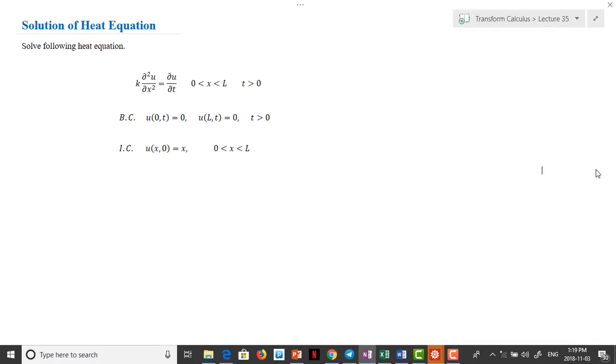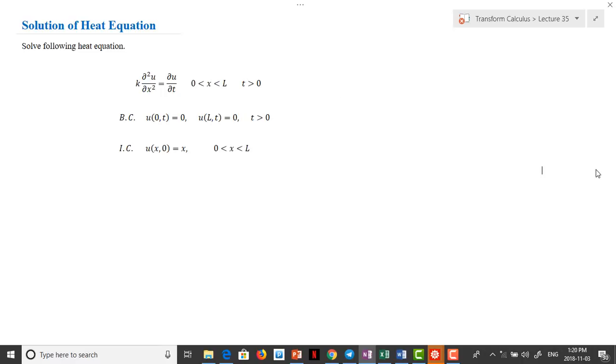So we have one heat equation. The heat equation, we talked about it in the last lectures, and we said if we don't consider the effect of surrounding medium on the rod, we assume that F is equal to 0, and the general form of the heat equation is k times second derivative of u with respect to x is equal to derivative of u with respect to t. We know that the length of the rod is L. As a result, x is defined between 0 and L, and t is greater than 0.